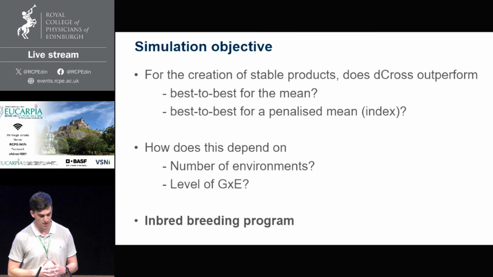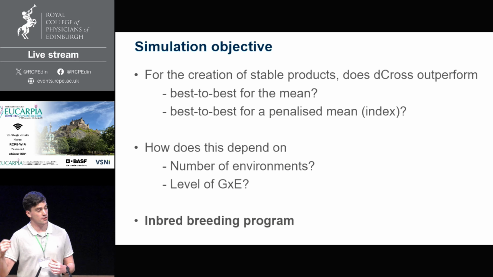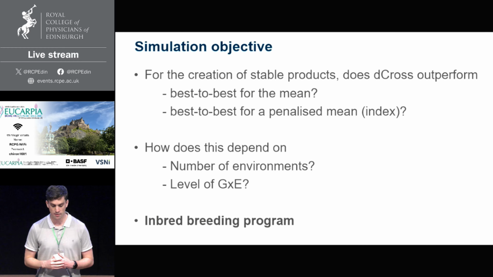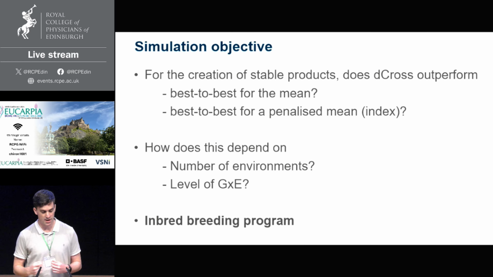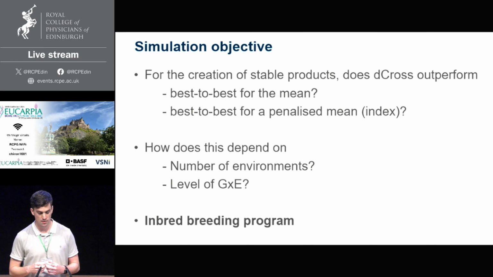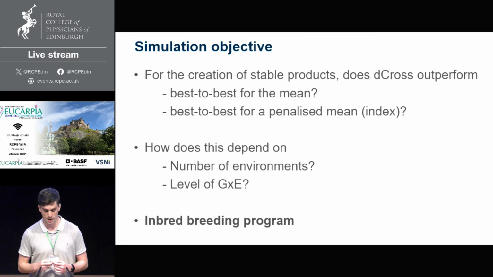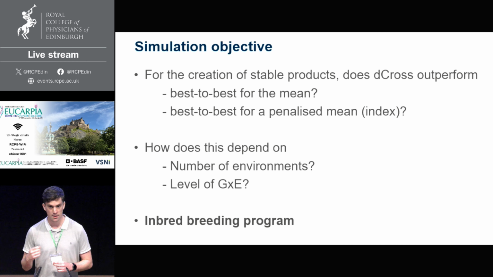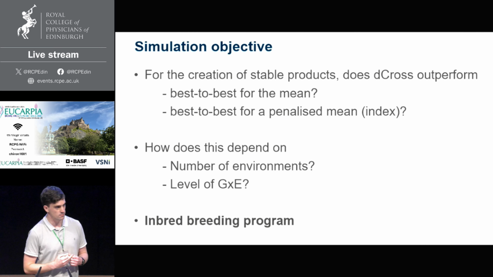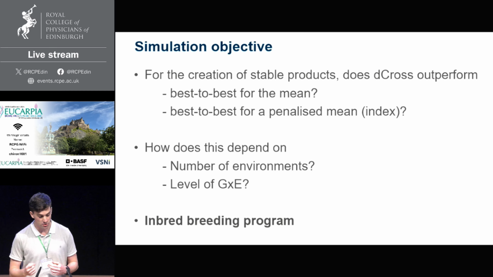And the question I'm going to ask is, if my goal is to create stable products that I would like to release as a breeding program, does this crossing strategy outperform crosses based on the mean only or based on a penalized mean index? And then I'm also going to look at how does this depend on the number of environments and the level of G/E that I have in the program.